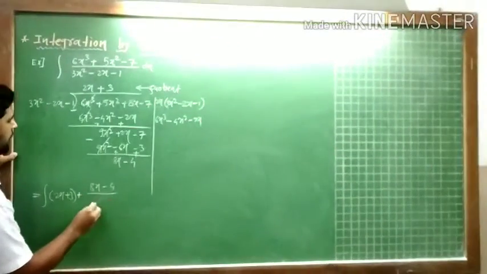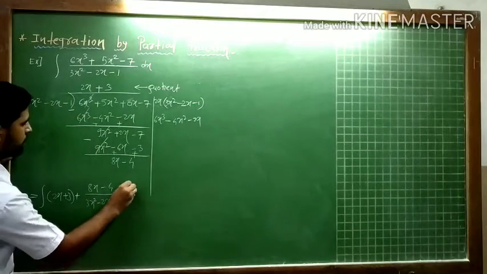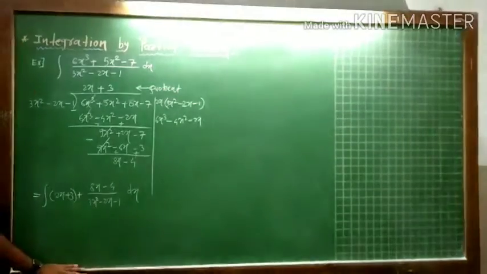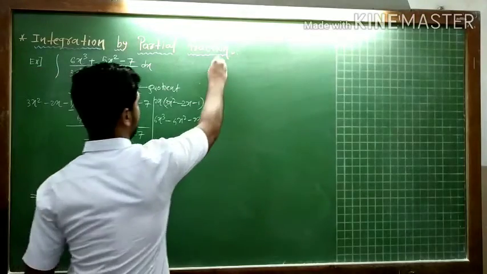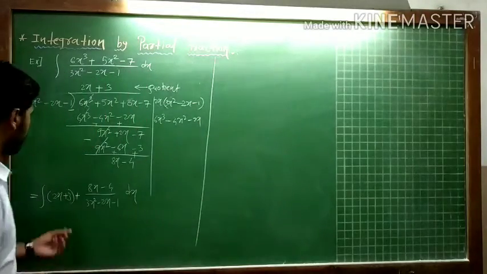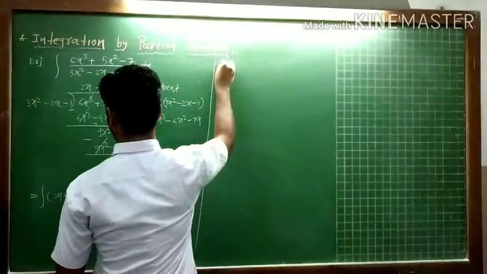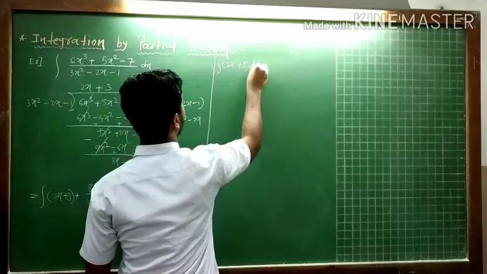And then your divisor is 3x² minus 2x minus 1 dx. This is how we arrange the function. Now we will easily integrate this. So first, integrate the first term, 2x plus 3. We will take the integration of this part only.